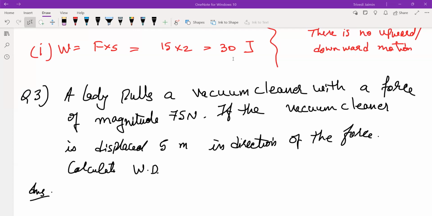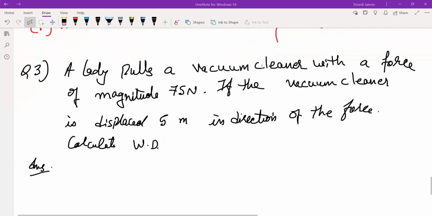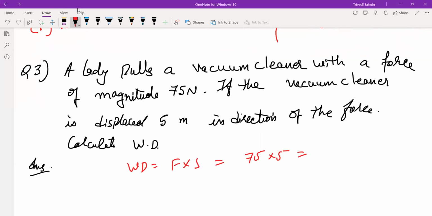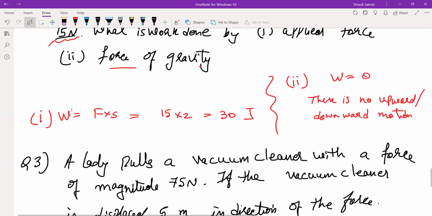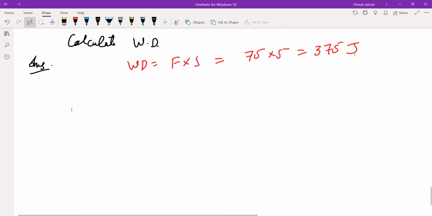Is there anyone who wants me to solve here, or shall I go for the next? Next one, sir. Okay. Just I'll write this formula. Force into displacement, 75 into 5, which is 375 joule. Fine. Okay. So we saw work done here. Now let's see energy.